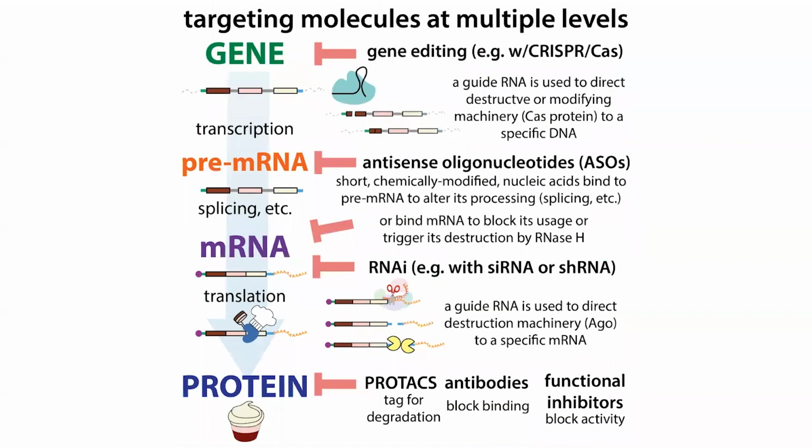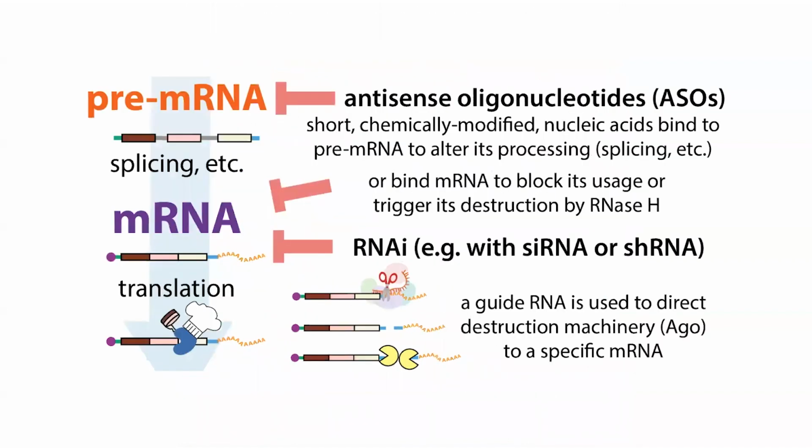So that was targeting the gene itself. Now let's talk about targeting the RNA. The two main methods I'm going to talk about are antisense oligonucleotides, or ASOs, and RNA interference, or RNAi. And I have much more on both of these in other posts. But as I mentioned, both of these are going to rely on using nucleic acids.